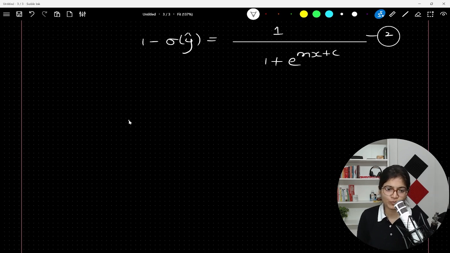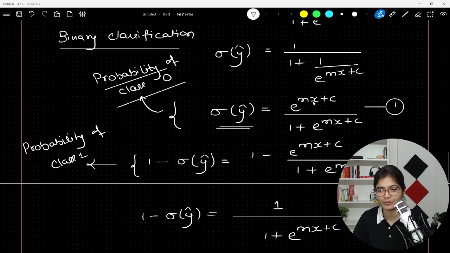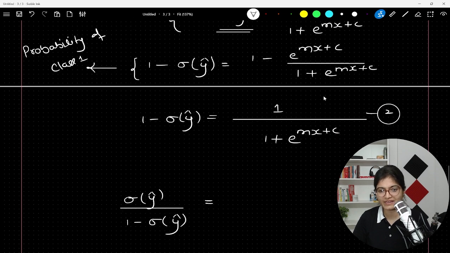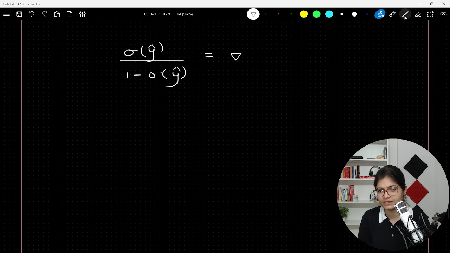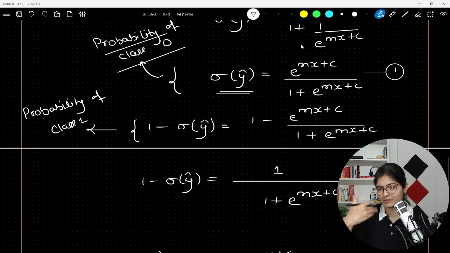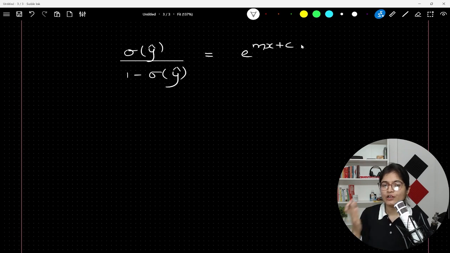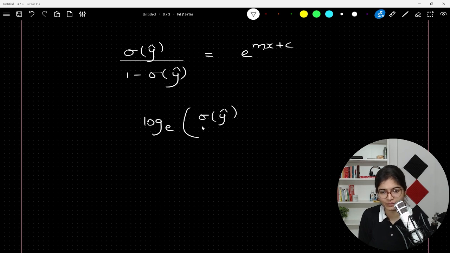If you divide both of these equations, sigma of y cap divided by 1 minus sigma of y cap, what is the value you will get? e to the power mx plus c. Can I say, everyone? It's simple maths, nothing big, right? Because the denominator is the same, they will cancel out with each other. So this is the value we will get. When we apply log base e on both sides, this is the kind of equation you will get.